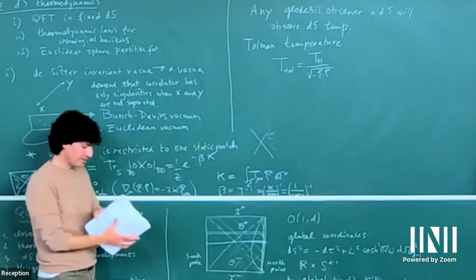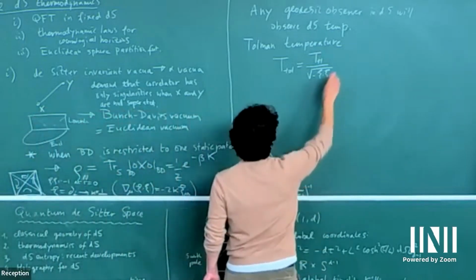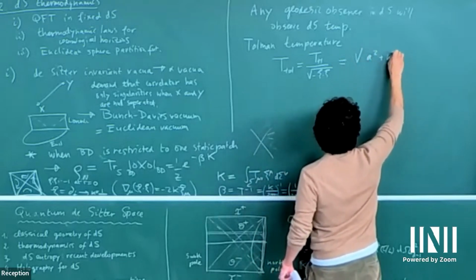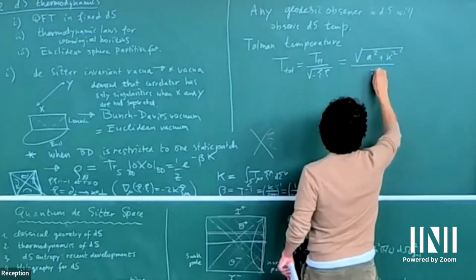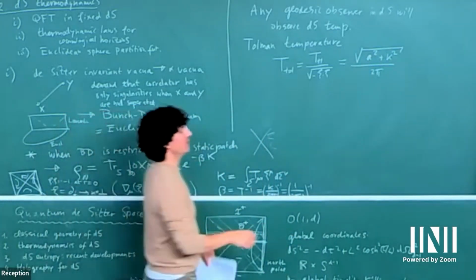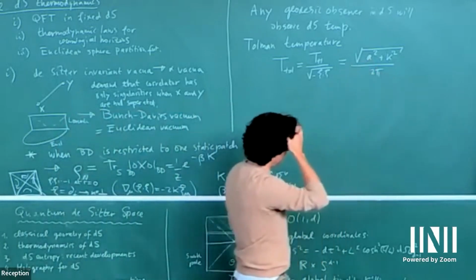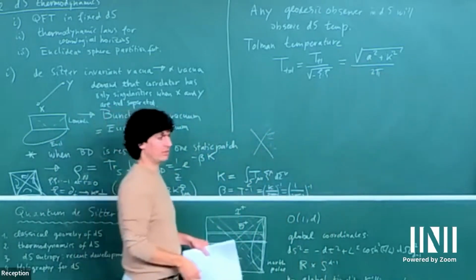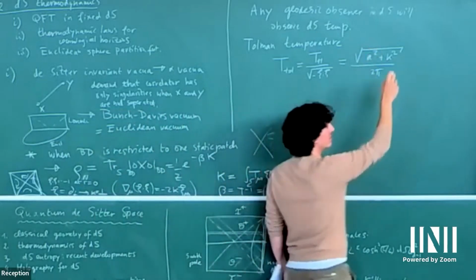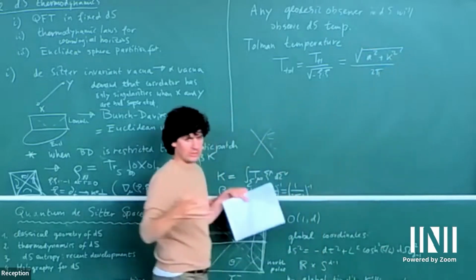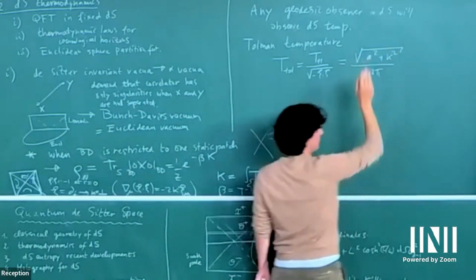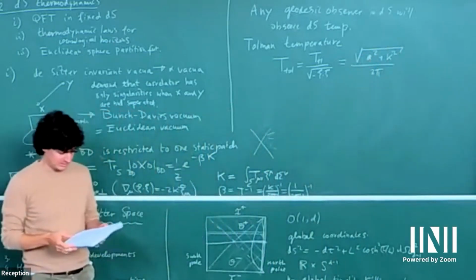But this is not the fun fact. The fun fact is that you can actually write this as the square root of a squared plus kappa squared, divided by 2 pi. So kappa is the surface gravity I told you before, and a is the acceleration of this observer. So this term is due to the Unruh effect, and this term is due to the cosmological expansion. So in particular, if L goes to infinity, this goes to 0, and you get the Unruh temperature.